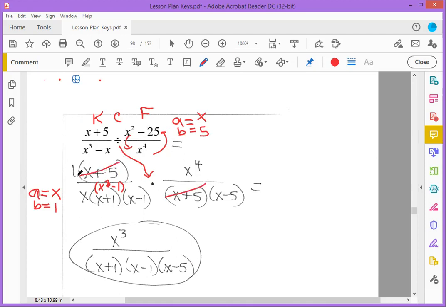We'll cancel x plus 5's. We'll also cancel one of these x's. So see, we have one x outside parentheses in the denominator. We can cancel that with one of the x terms here. So take away the 1 that we're factoring out. We're left with x to the 3rd power in the numerator. In the denominator, we have x plus 1 times x minus 1 and x minus 5. This is our answer.